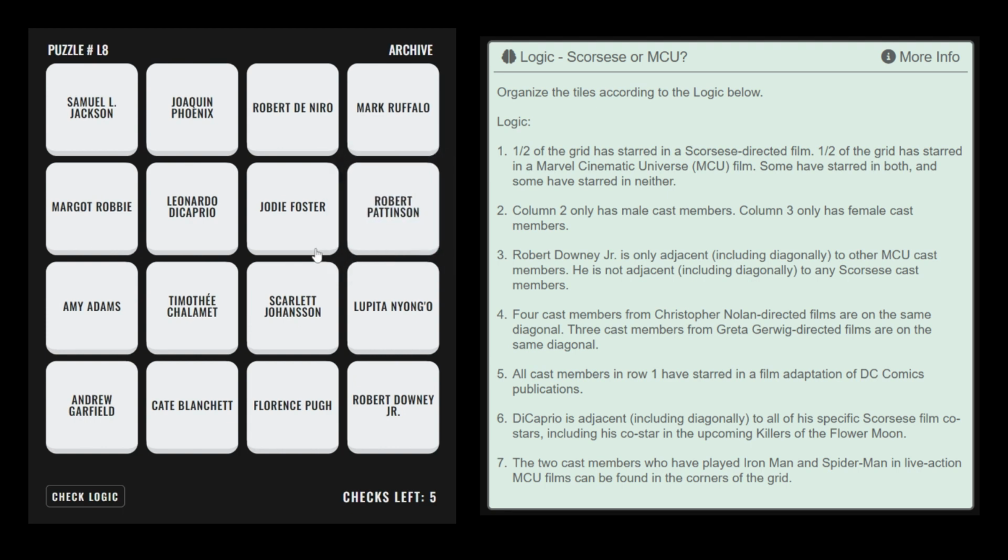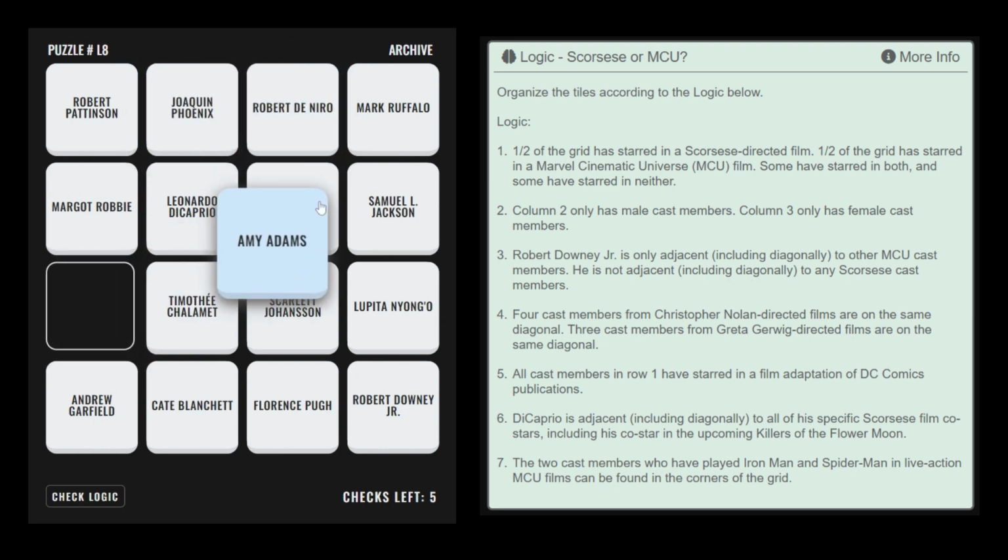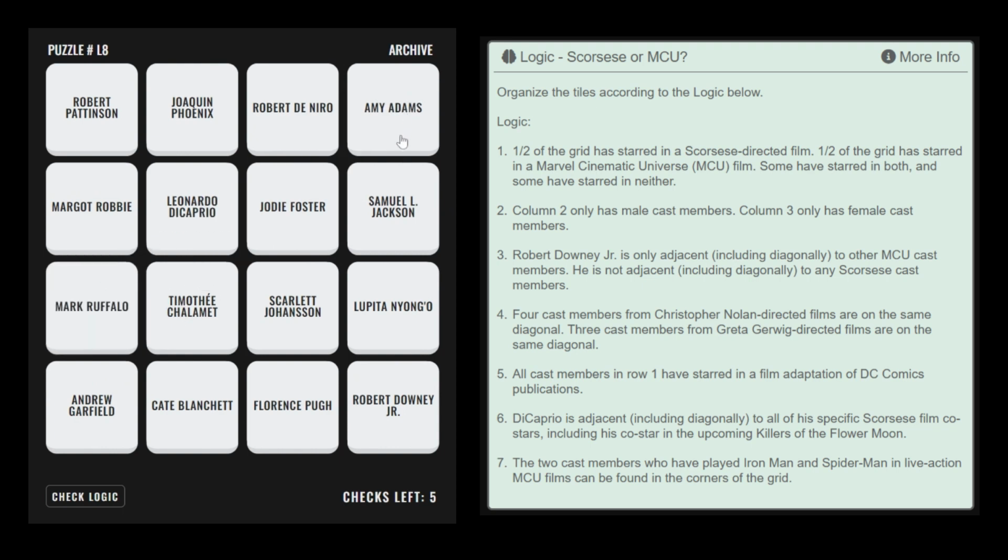Since Leonardo DiCaprio has not starred in a DC Comics-inspired film, he must be placed here in the diagonal, so that Robert Pattinson, the Batman, can go here in row 1 and the final position of the Christopher Nolan diagonal. Since Margot Robbie is already placed here, the only remaining cast members who have starred in a DC Comics adaptation are Joaquin Phoenix from Joker, Robert De Niro from Joker, and Amy Adams from Man of Steel. Since Amy Adams is the only female, she must be placed in column 3 of row 1.